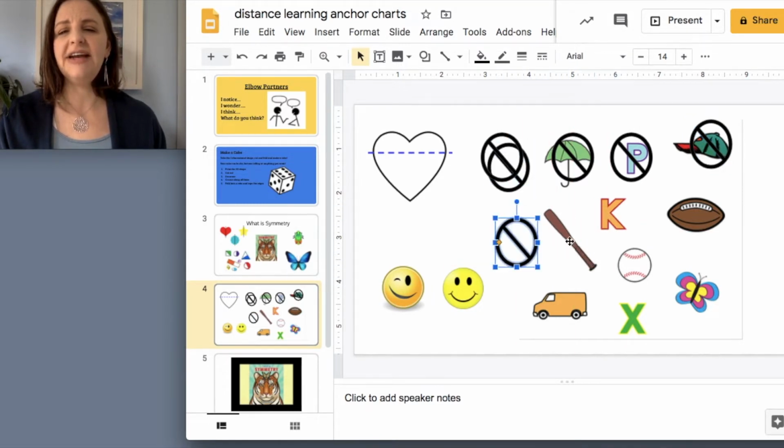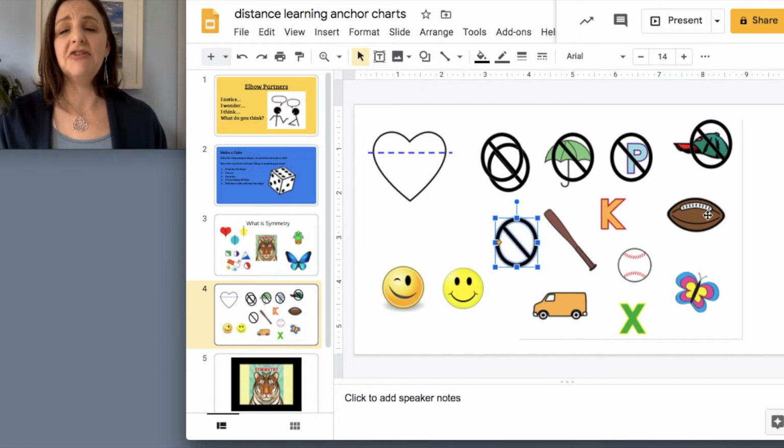What about the baseball bat? If we fold it in half this way, it's not symmetrical. But what if we sliced it right down the center the long way? Then it would be symmetrical. What about the letter K? We could fold it in half the short way, and it would be.